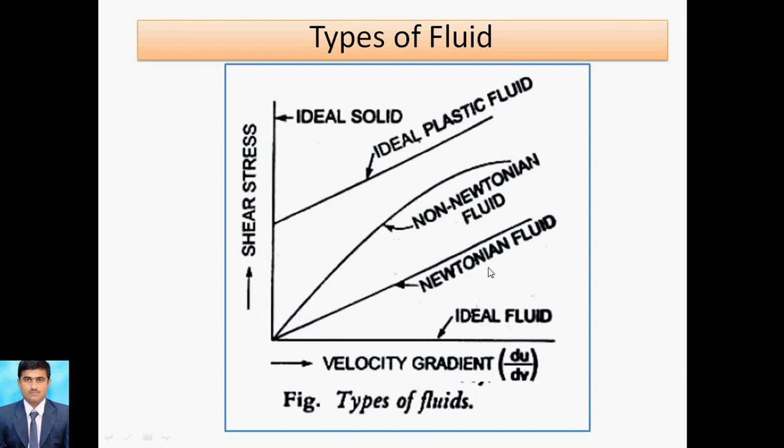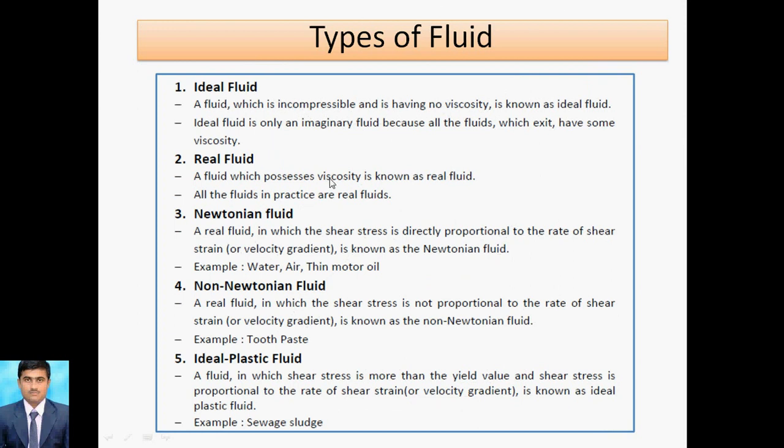Okay. The next is the Newtonian fluid. We already discussed it here. It obeys Newton's law of viscosity. The non-Newtonian fluid does not obey Newton's law of viscosity, so that is called a non-Newtonian fluid. But for the ideal plastic fluid, the shear stress has some yield value. So you apply the shear stress, and after that, the relation between shear stress and shear strain is directly proportional. That is called an ideal plastic fluid. So this is the content.